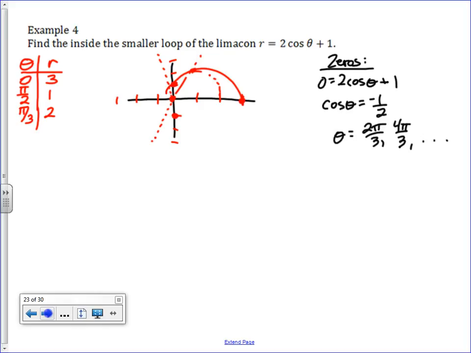Why? Because if I was to plug in pi, guys, if I plug in pi, what do I got? Cosine is -1. -1 times 2, -2, -2 plus 1, -1. Anytime you have an expression where it can go negative, it's going to backtrack. What do I mean? Well, at pi over 3, it hits here, but then at pi, where is it? Here. What? How did it get there? It looped-de-looped in itself. It has an inner loop.